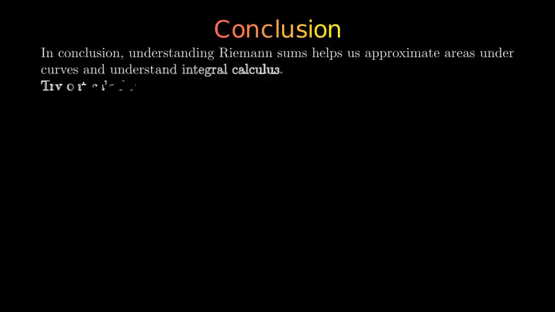1. What is the fundamental difference between left and right Riemann sums? 2. How does adjusting the number of rectangles influence the precision of the approximation? 3. Can you provide a real-life example where Riemann sums are applied?